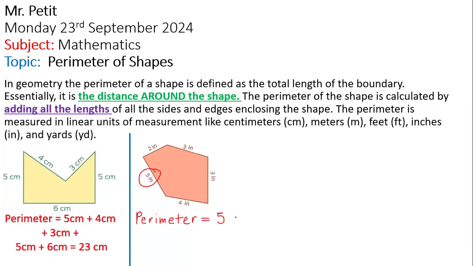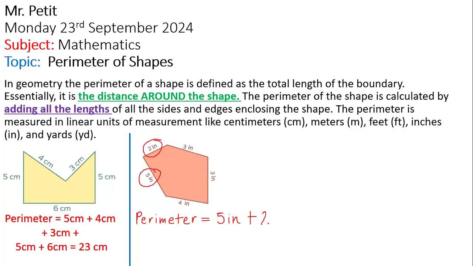You ready to put your hands up? By the way, please put your answers inside the chat. Let me see. Why are people putting centimeters? See, I got you. Is it centimeters? I put inches. Okay, why are people putting... so 5 inches plus what?